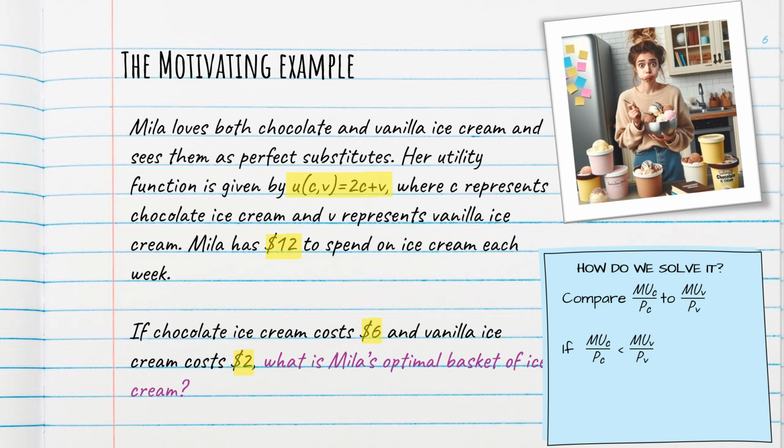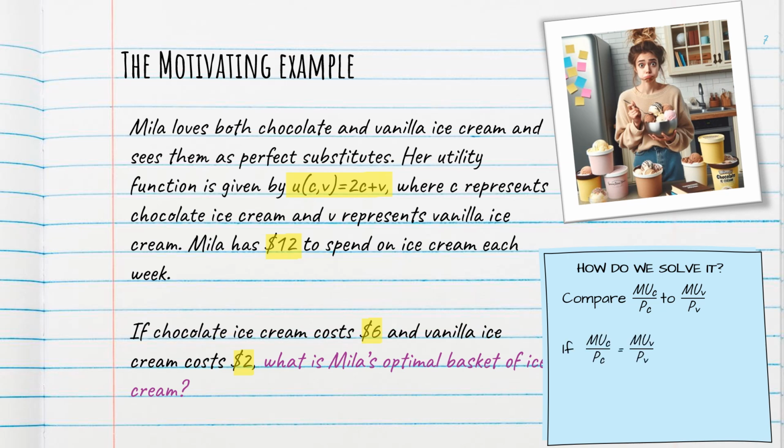If instead we observe that the marginal utility of chocolate over the price of chocolate is less than the marginal utility of vanilla over the price of vanilla, then we would say she's getting more utility per dollar spent on vanilla ice cream, so she should consume vanilla ice cream exclusively. So we would then conclude that consumption of chocolate ice cream is 0, and the consumption of vanilla ice cream is as much as she can afford, which is income divided by the price of vanilla. So far, we've compared these two ratios of marginal utility over price. Whichever one is bigger is the good we consume exclusively.